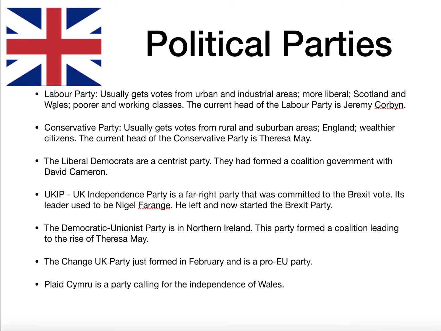Conservative Party gets more of its support from the rural and the suburban areas. That would be England as well.